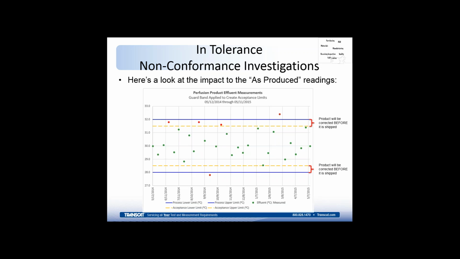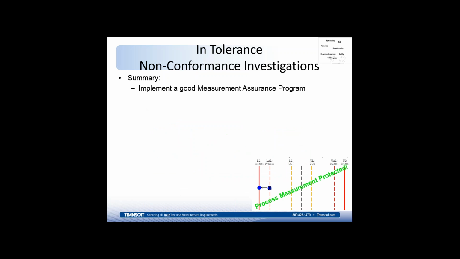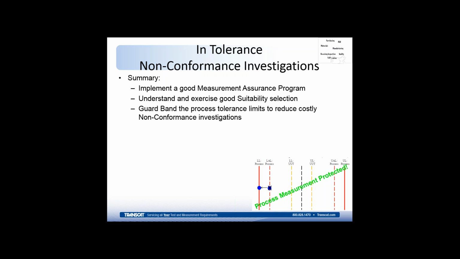And that's, once you put a guard banding process in place, how you're protecting the measurements from having instrument drift within tolerance that affects those measurements. So in summary, implementing a good measurement assurance program all the way down to product measurements is very critical. Understanding and exercising good suitability selection. We have consulting and white papers on that topic. Guard band the process tolerance limits to reduce your chance of having an in-tolerance nonconformance situation that causes false acceptance of product.